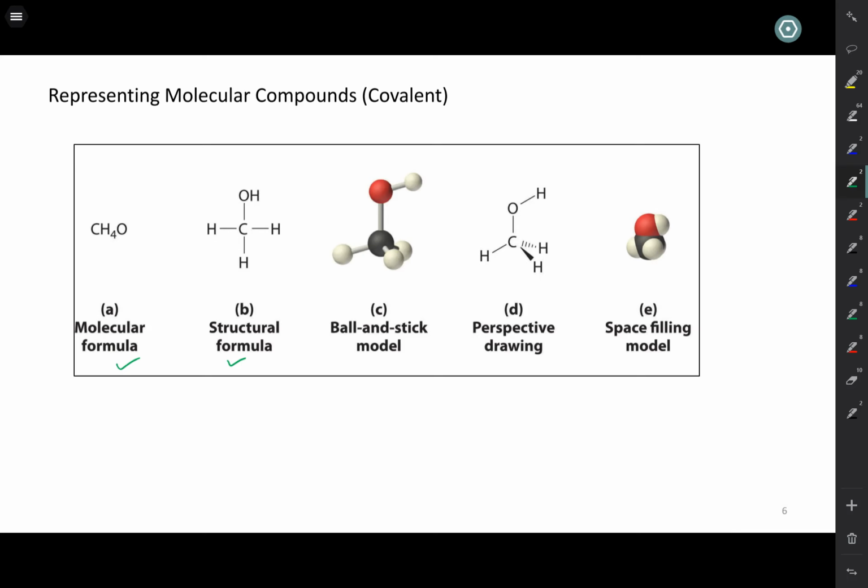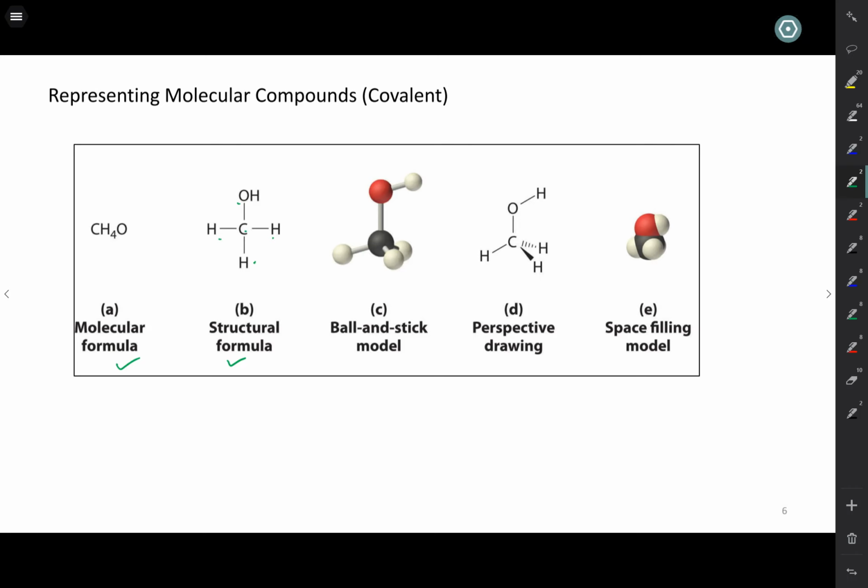The structural formula shows the connectivity of those atoms, that the carbon's central and the carbon's bound to 3 of the hydrogens, and then 1 oxygen, and then 1 of the hydrogens is bound on that oxygen. And you could also draw this with a single bond there, or just write the OH next to each other.